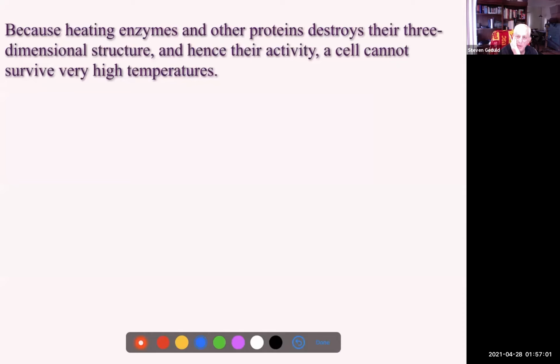Because heating enzymes and other proteins destroys the three-dimensional structure and their activity, a cell cannot survive very high temperatures. The machinery breaks down, and the proteins inside start to break apart. Remember the three-dimensional shape, the tertiary structure.